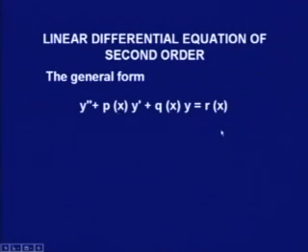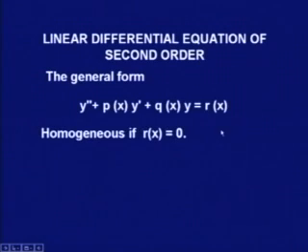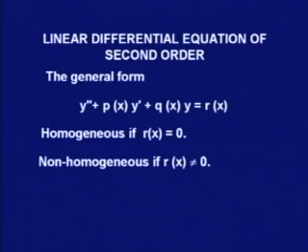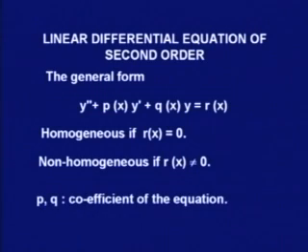Here, if the right hand side is 0, then we call this a homogeneous equation. If r x is any function of x, we call it non-homogeneous. Moreover, p x and q x are called the coefficients of the equation. Let us see some examples of the second order equation.